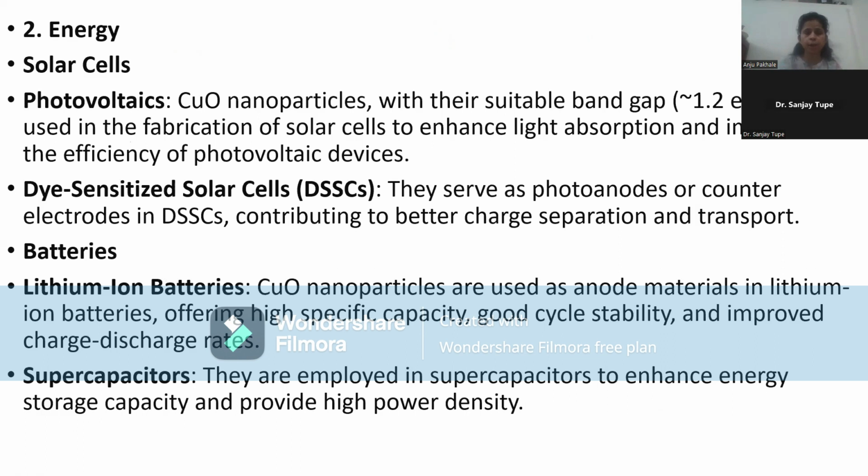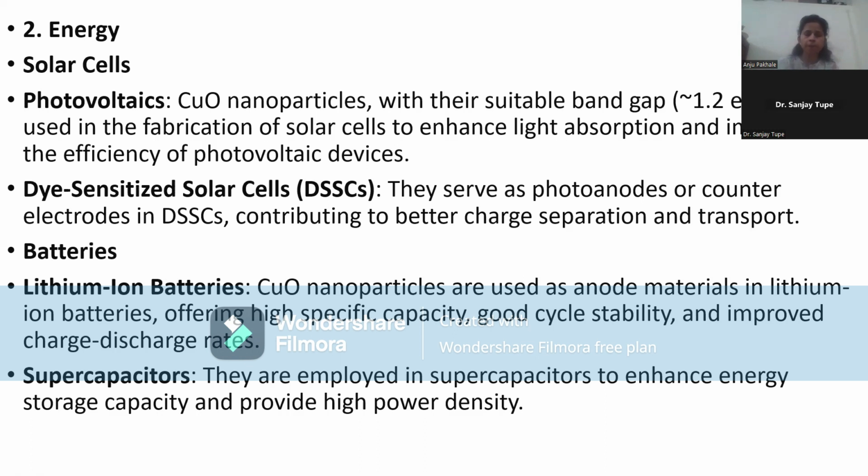Then they can be used in energy applications such as solar cells, photovoltaics. Copper oxide nanoparticles, with their stable band gap of nearly 1.2 electron volts, are used in the fabrication of solar cells to enhance light absorption and hence the efficiency of photovoltaic devices. Copper oxide nanoparticles can serve as photoanodes for dye-sensitized solar cells, DSSC, contributing to better charge separation and transport. Batteries: lithium-ion batteries can also use copper oxide nanoparticle materials as anode materials.